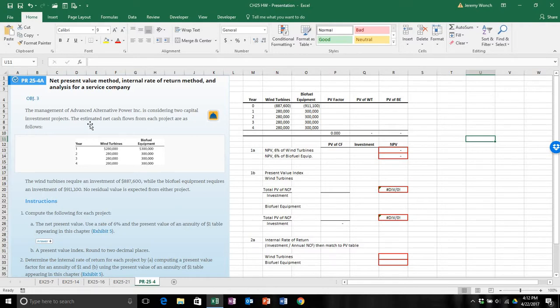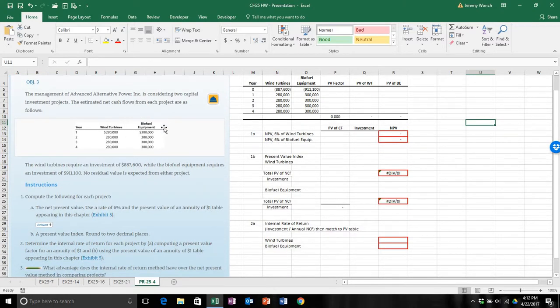So we have management of Advanced Alternative Power considering 2 capital investment projects. We have a wind turbine and a biofuel. And so over 4 years, we have the cash flow. So this is going to be $280,000 every year. The biofuel is going to be $300,000 every year. The wind turbine is going to have an initial investment of $887,000, while the biofuel requires an initial investment of $911,000.